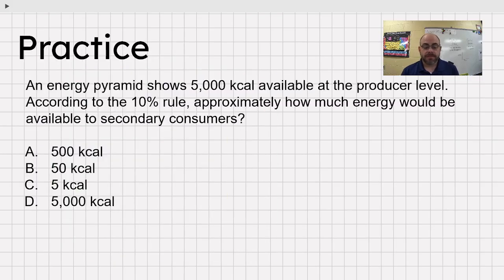Let's have some practice. An energy pyramid shows 5,000 kilocalories available at the producer level. It's the very bottom, right? According to the 10% rule, approximately how much energy would be available to secondary consumers? So we understand the rule of 10%. We understand that primary consumers would only be getting 10% of that, which would be 500, and then secondary consumers would be getting 10% of that, which would be 50. Shouldn't be hard. 50 kilocalories. Hopefully that was a gimme.